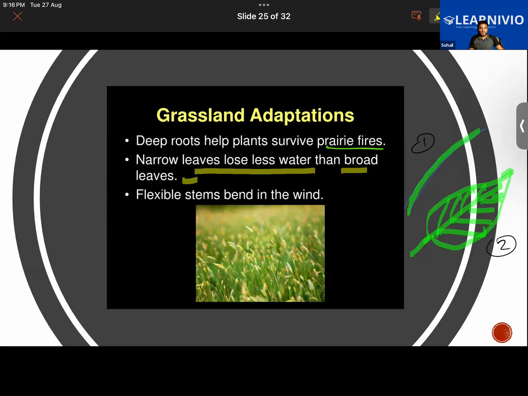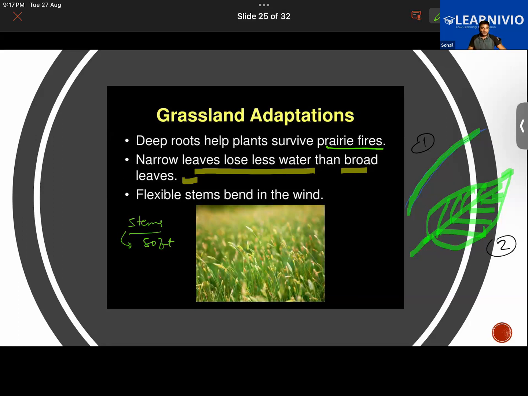Furthermore, the stems would be flexible. If the wind is flowing and the stems are not flexible, the stems might get broken. We have seen many times in storms, the stem of the plant will break. You would have observed that, right? Like a tall tree also, on a very windy day with so much wind. And its stems are soft.